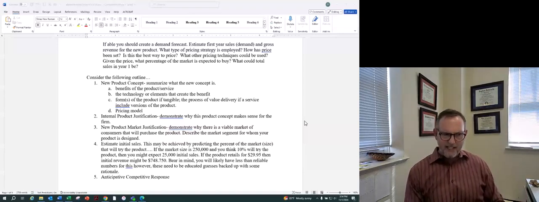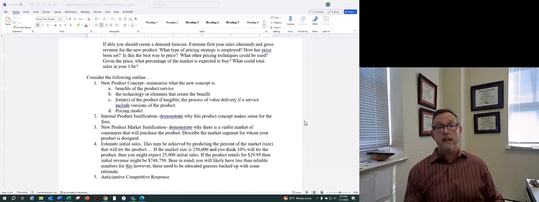So looking at this outline again, explain to us what the new concept is, its benefits, what it does, why it works, how it works, the technology used that creates the benefit for the customer, and describe the different forms the product will have, those types of things. If it's a service, describe the process in which the service is delivered and how the service delivery works. Different product variations, include all that information in a very organized way, and also your pricing model. What will the price be and why?